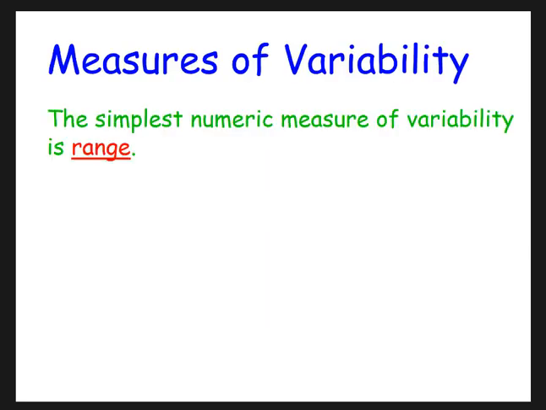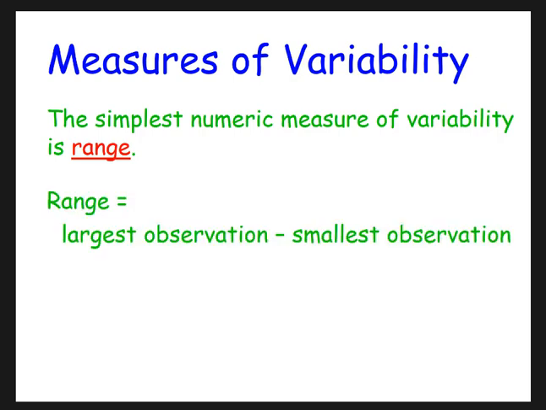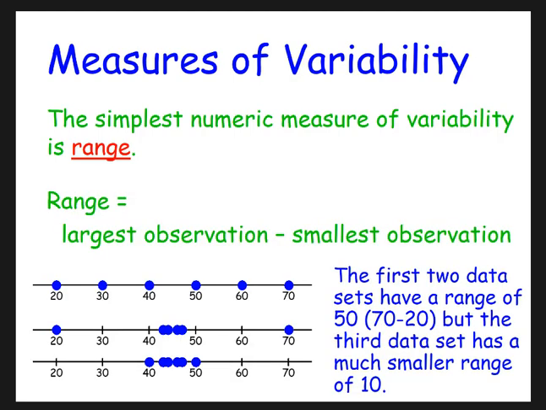So, different measures of variability. The first and the simplest is the range. The range is just the largest number minus the smallest number. So for these, both of the first two sets have a range of 50. 70 minus 20 is 50. Those first two both have that same range. The last one is 50 minus 40, or only 10. So it's pretty obvious using just the range that this last one has less variability than the first two.